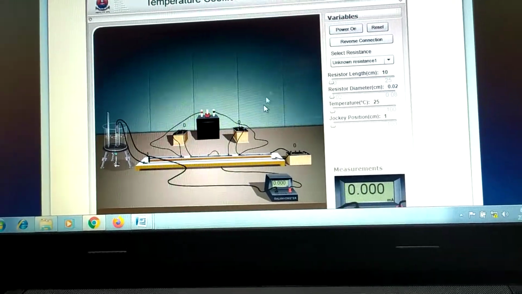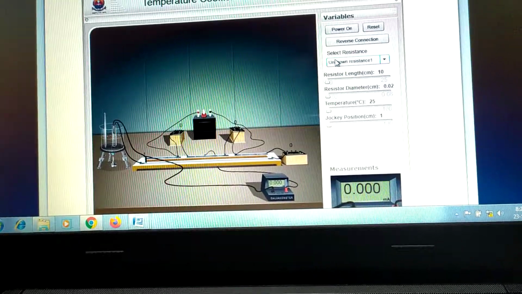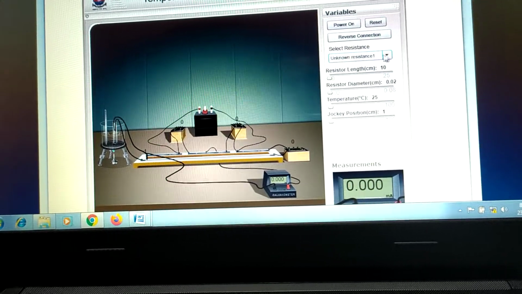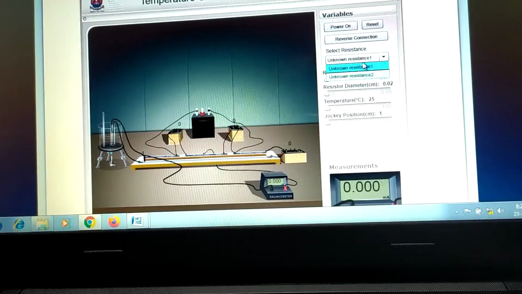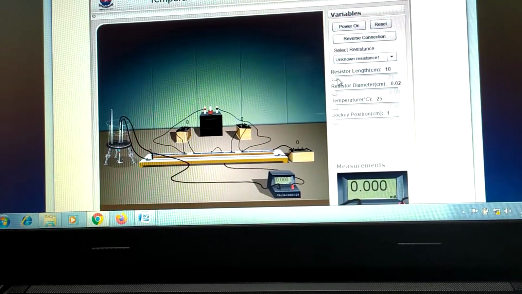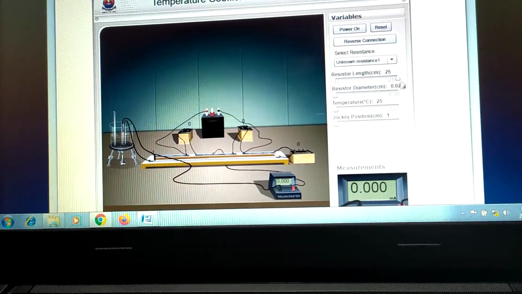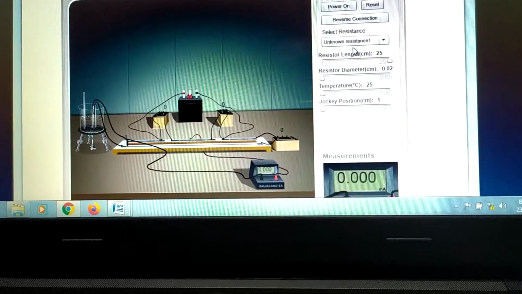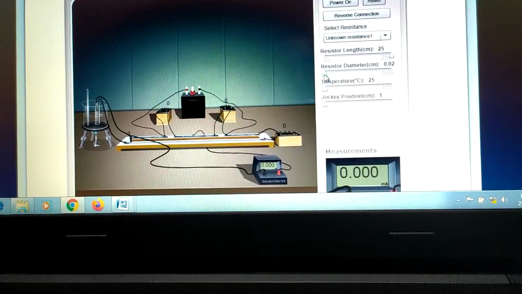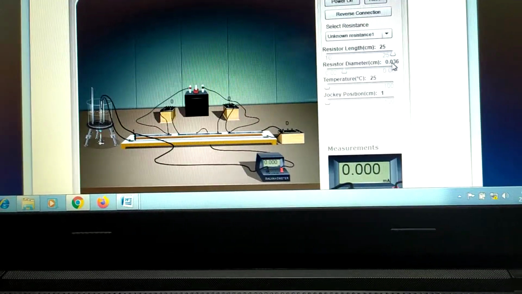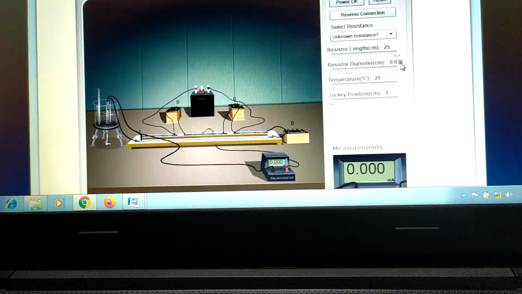Now the circuit is activated. Now there is a select resistance option, unknown resistance 1 or 2, you can choose any one, say unknown resistance 1. Now the resistor length, you choose, say, resistor length 25, the full. I have chosen resistor length 25, and for the resistor diameter, whatever you want to choose, I am choosing 0.03.